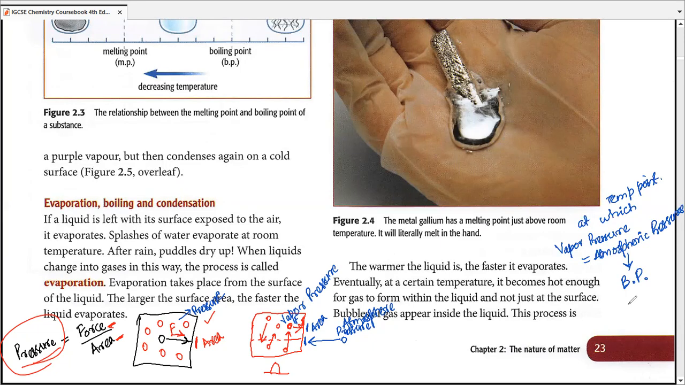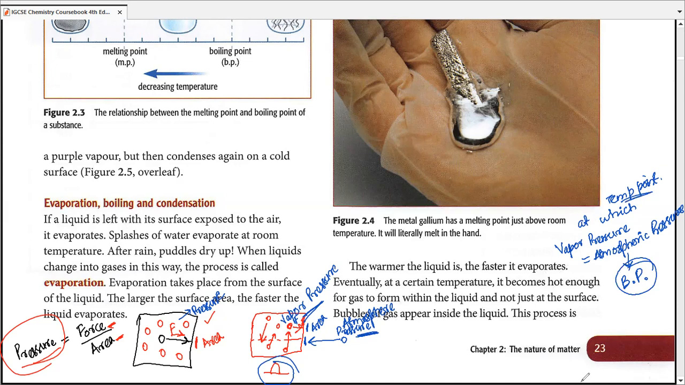Yes, sir. When we have heated this liquid good enough to have so many vapors, as many particles as there are outside, and those particles are creating atmospheric pressure, and the particles inside are creating vapor pressure, when both these pressures become equal, that temperature point is known as the boiling point of that liquid.